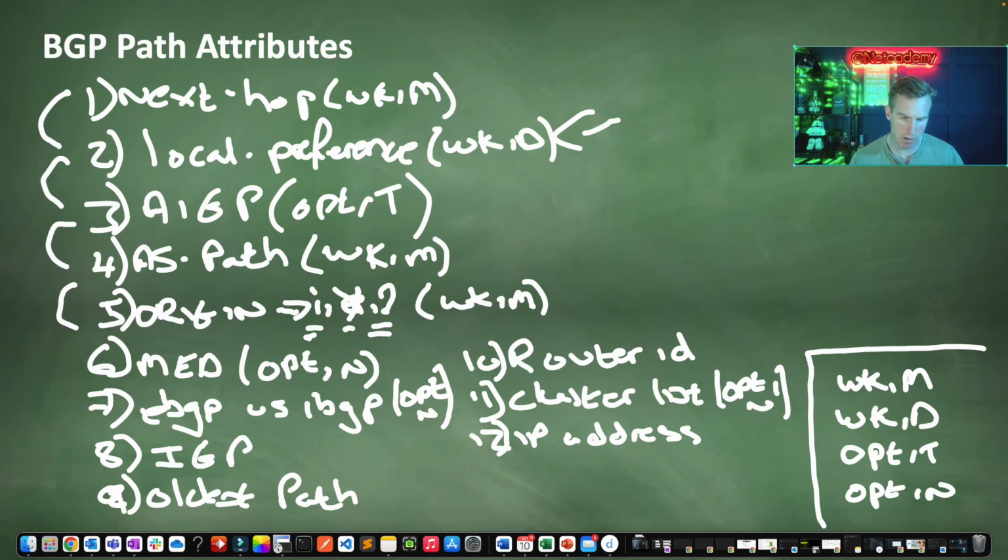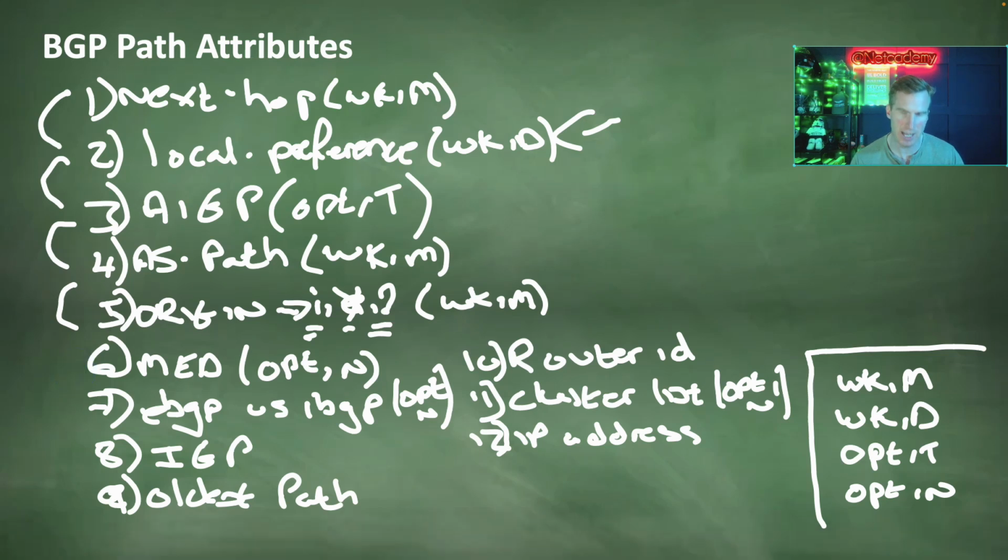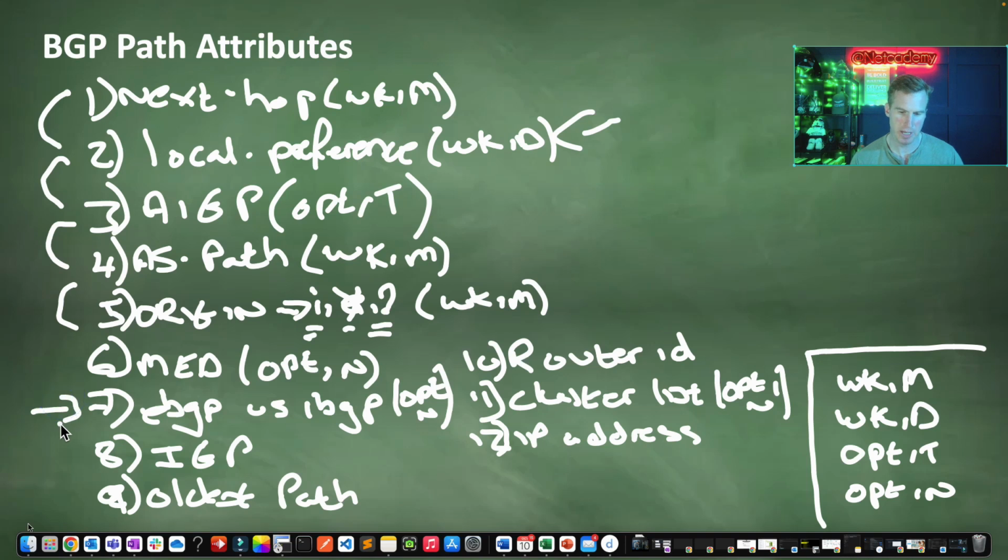So after multi-exit discriminator, we then have eBGP versus iBGP. So this isn't actually well defined, but basically this comes down to the nature of iBGP, route reflectors which are required on the next hop itself. So how trustworthy again is that actual source? And then we move on to IGP. So typically, how trustworthy is the interior gateway protocol? Is it learned via static routing? Is it learned via OSPF? Is it learned via ISIS? And so on and so forth.